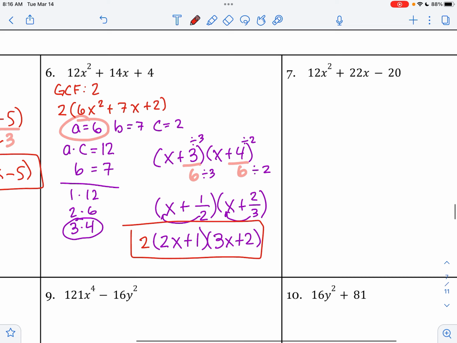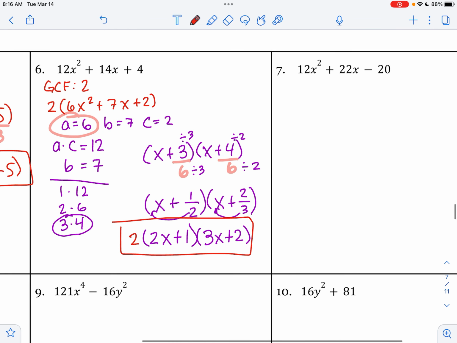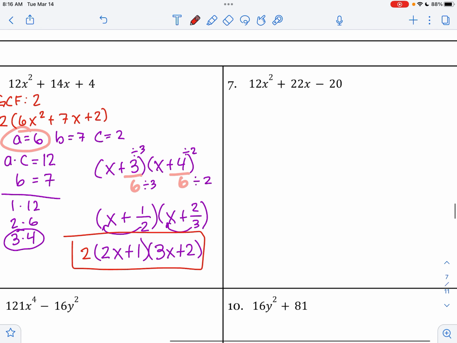So we're going to skip, let's see, we're going to skip 8, 9, and 10 and do that next time. So we're going to do 7, and we're going to go back to, what number did we skip? 3, and then we'll be done.